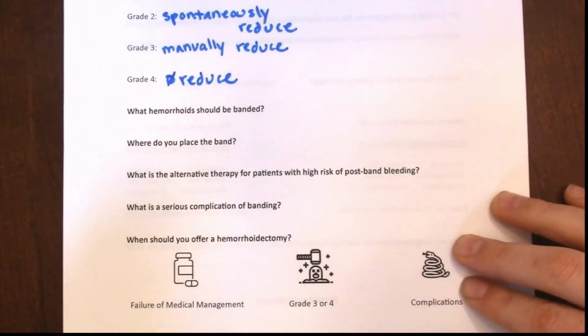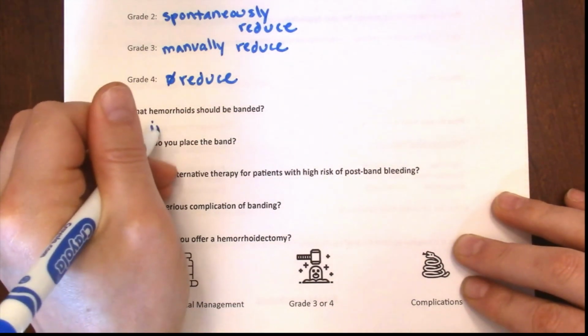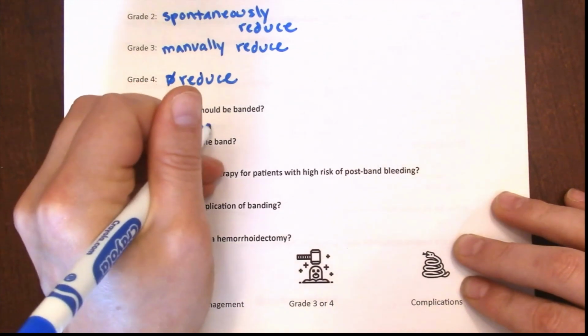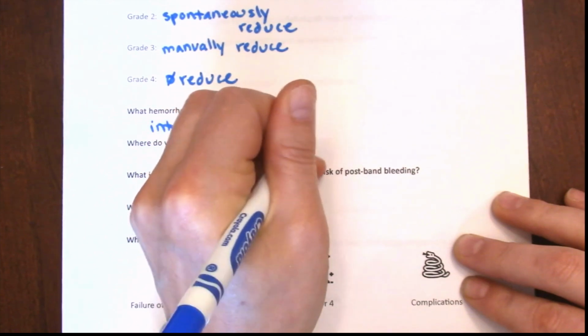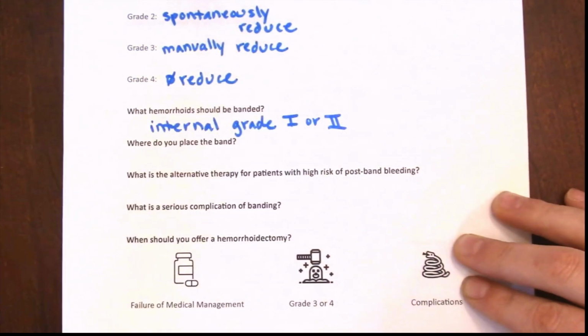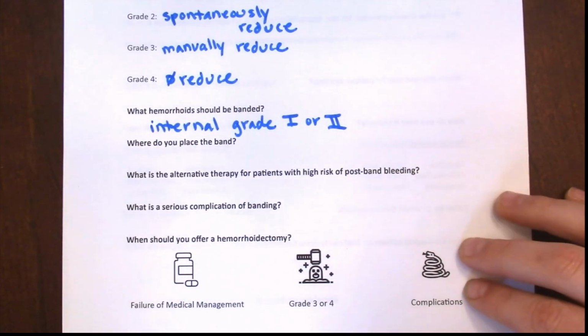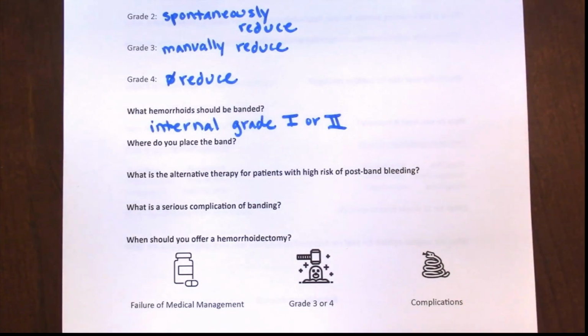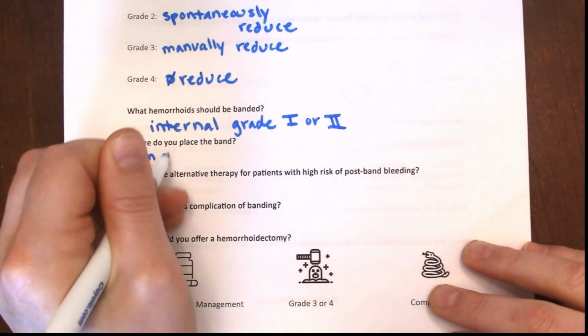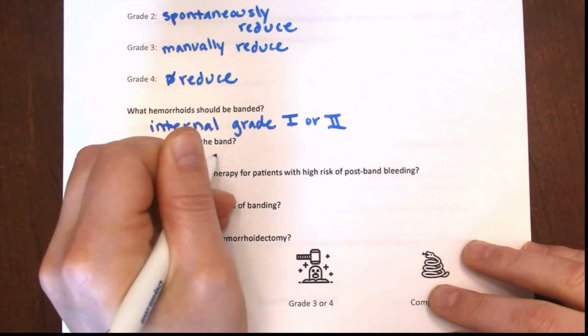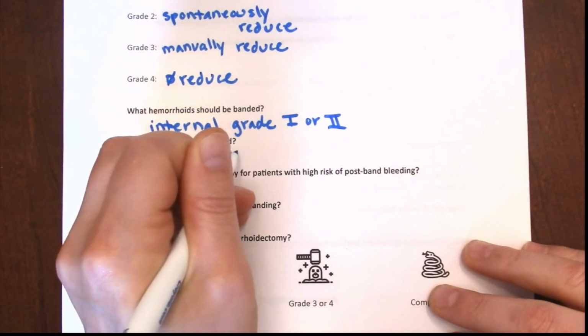All right. And what hemorrhoids should be banded? So you'll want to band internal hemorrhoids that are between grade 1 or 2. And where do you place the band on the hemorrhoid? You'll want to be about 2 centimeters above the dentate line on the hemorrhoid itself and the redundant mucosa. You don't actually want to band the underlying pile.